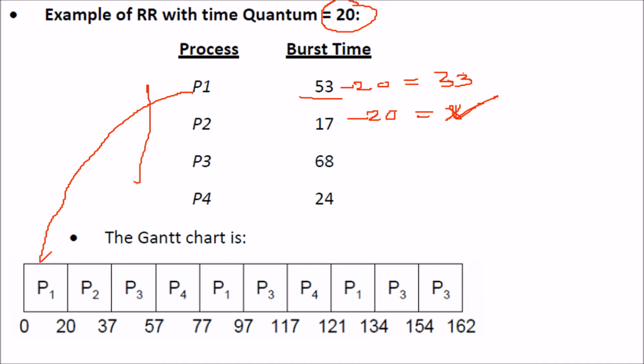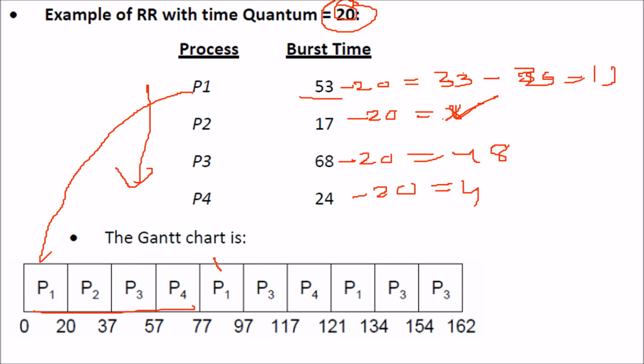This is simply first come first serve with preemption, and the preemption is one quantum. The quantum time is 20 time units. Now P3 has come, 68 minus 20, 48. Now 24 minus 20, now 4. So all these are done. Again P1 will come, 33 minus 20, 13. It is already completed, so this will never come. 48 minus 20, 28. 4 minus 20, negative, so it is completed. Now next, all these are done.